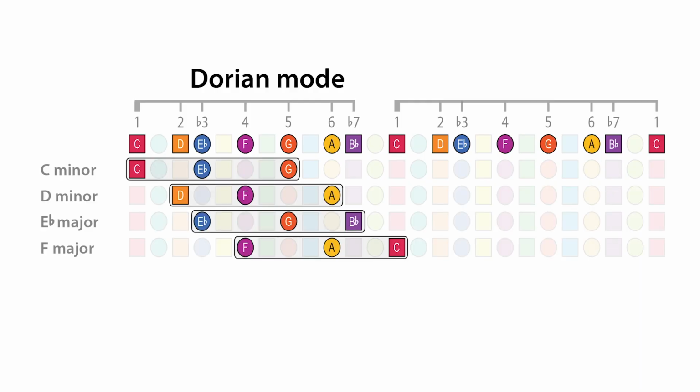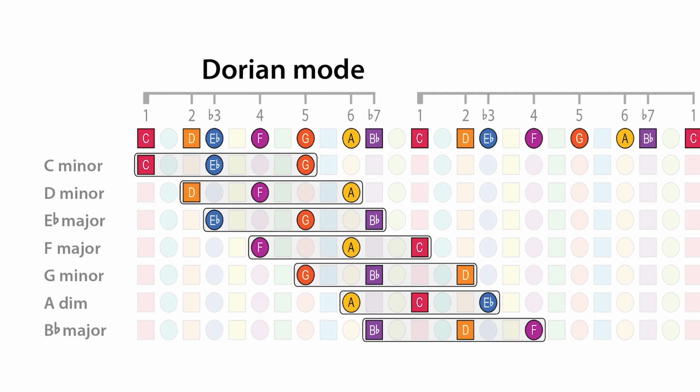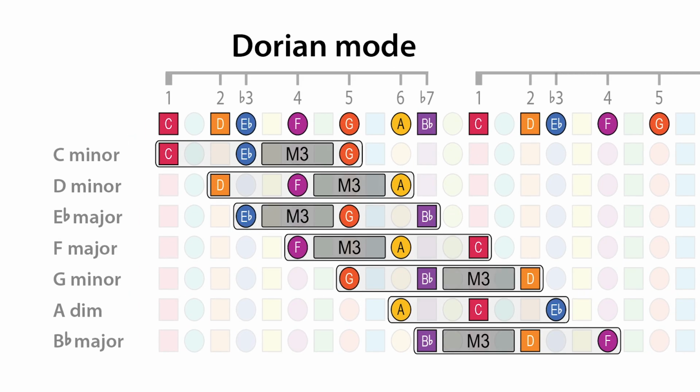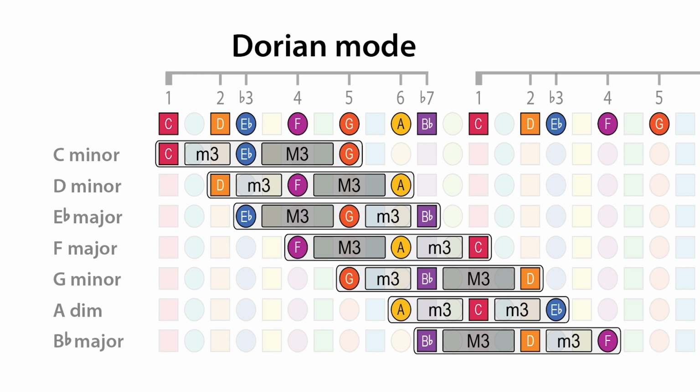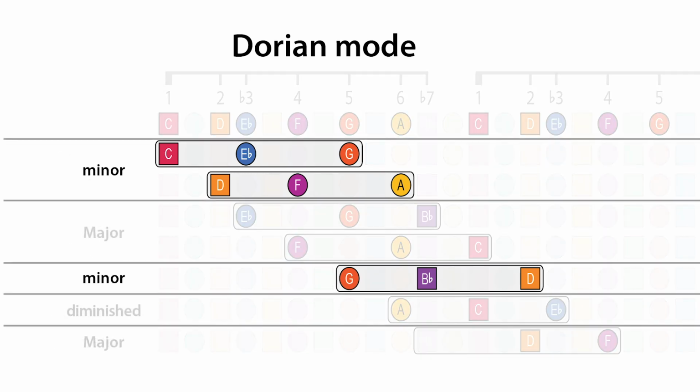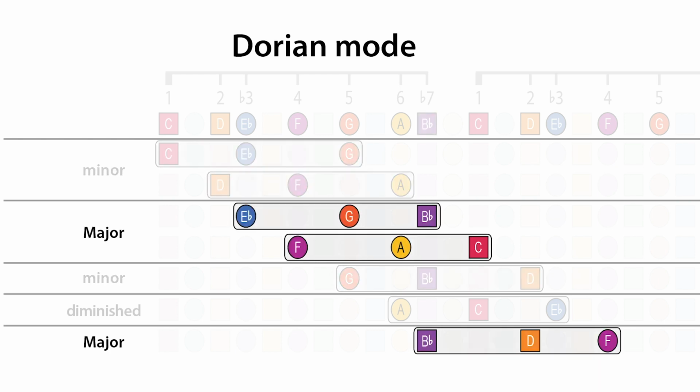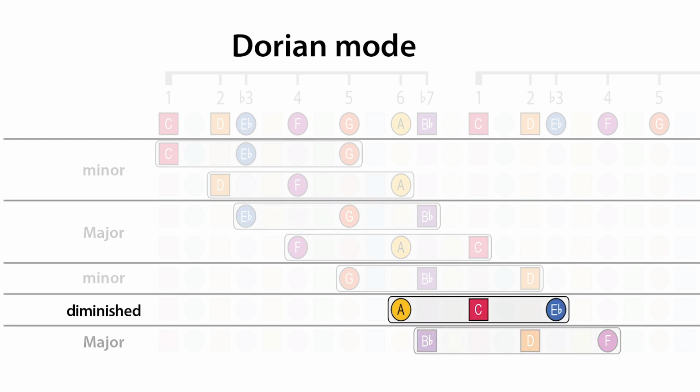When we look at these chords in a table format like this, it's easy to see how they're constructed, where some intervals are major thirds and others are minor thirds, resulting in a range of harmonies. C minor, D minor, and G minor are all minor chords. E flat major, F major, and B flat major are all major chords, and the A diminished chord, built from 2 minor third intervals, feels especially tense or dissonant.